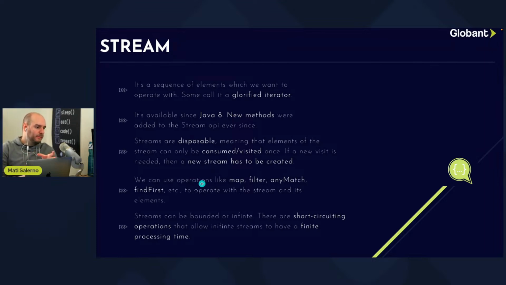So that's why some operations transform the stream, some operations transform the elements, and some operations just consume the stream. Like for example, anyMatch or findFirst. Those operations will completely eliminate the stream and just keep one value, or they will produce one value.